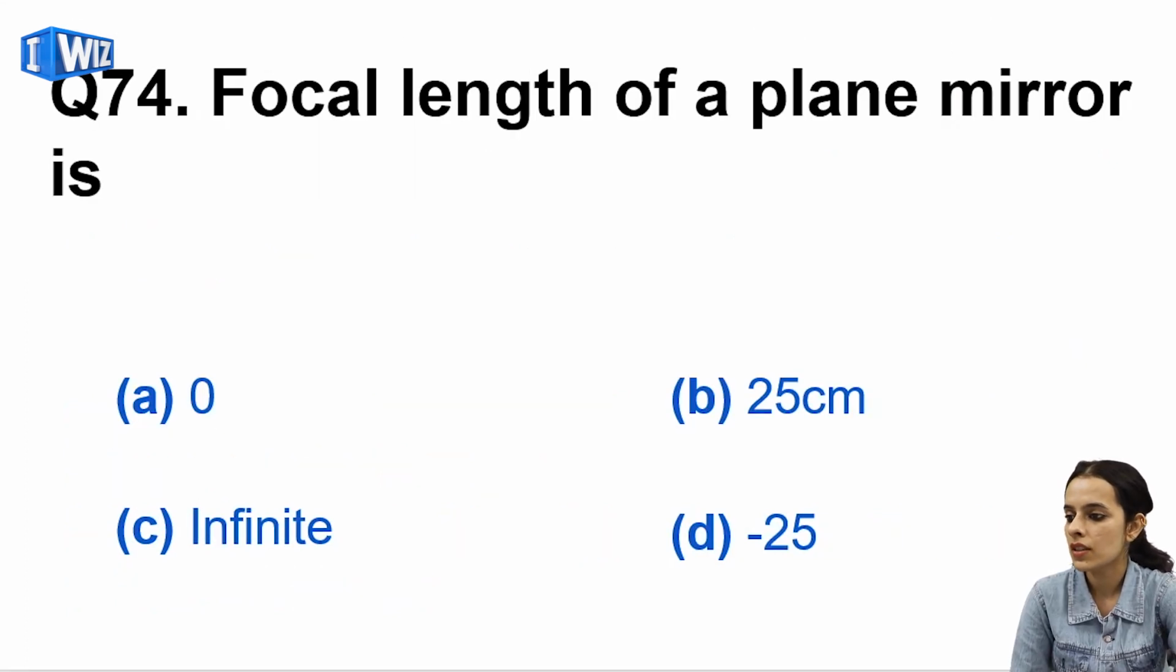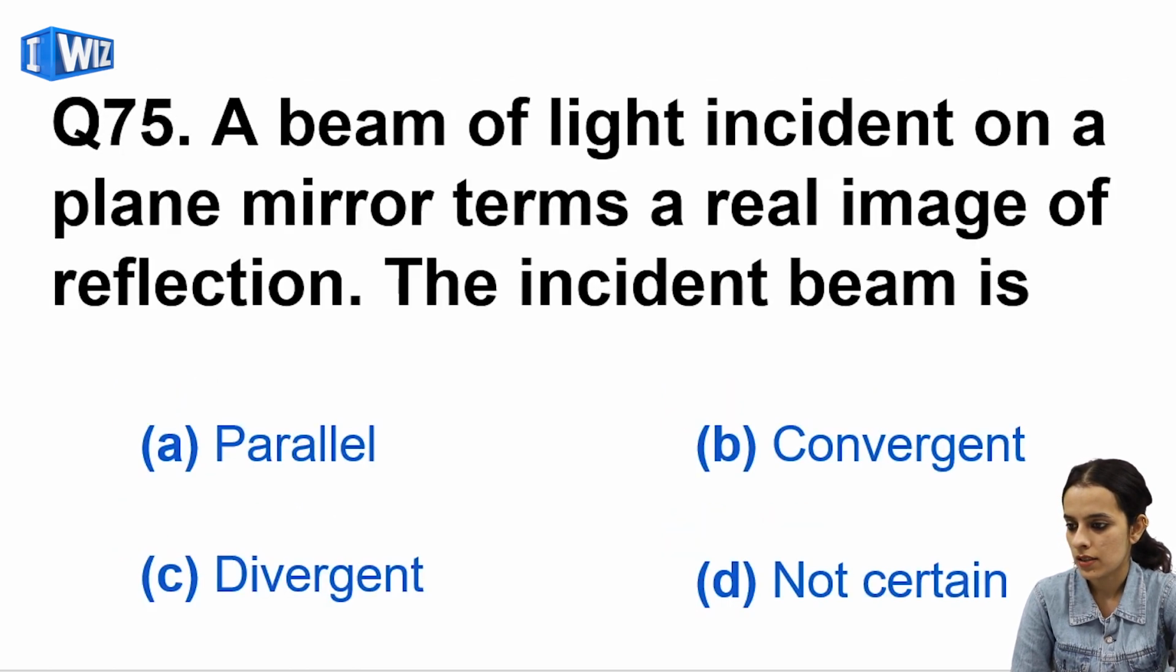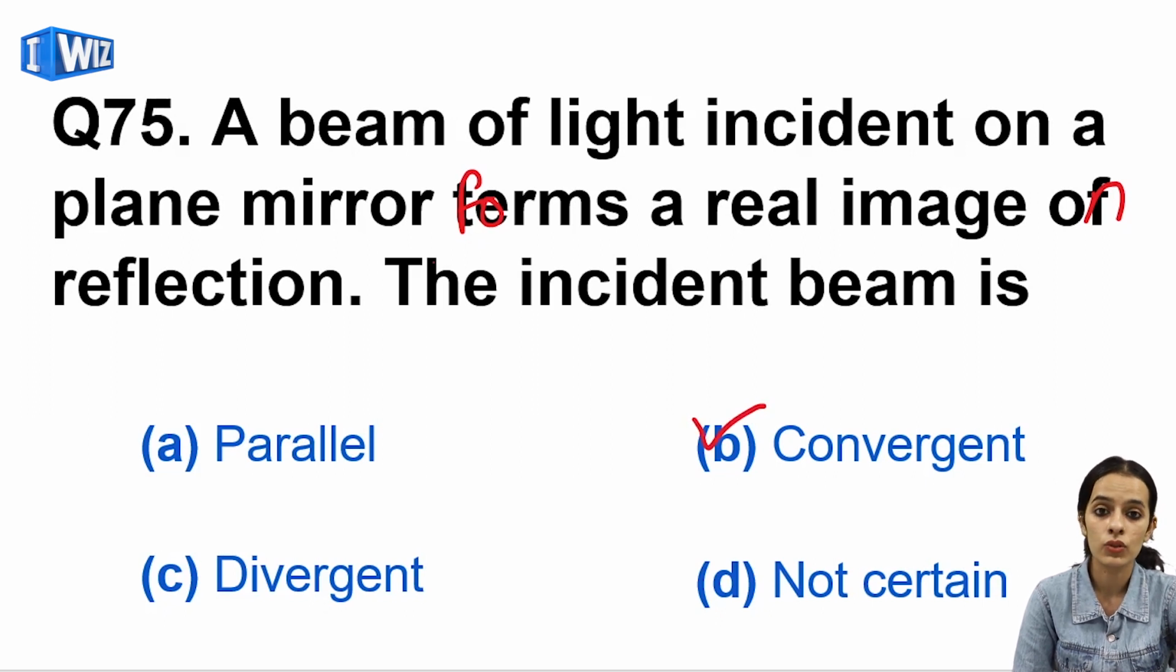Focal length of a plane mirror is what? Infinite. Next, a beam of light incident on a plane mirror, on reflection, forms a real image. So is the incident beam parallel, convergent, divergent, or not certain? Convergent will be the right option as it is forming a real image. If a real image is formed, then it will always converge at one point and it can be formed on the screen. So convergent is the right option.